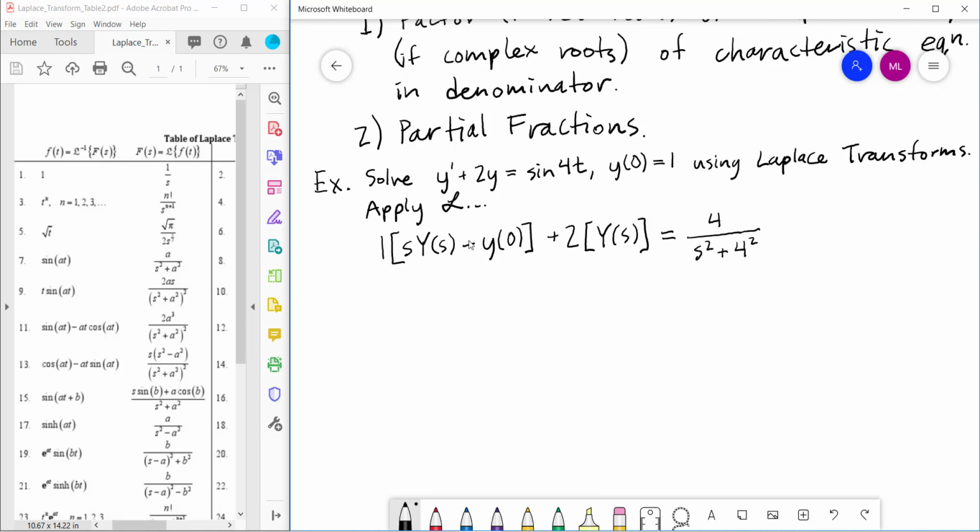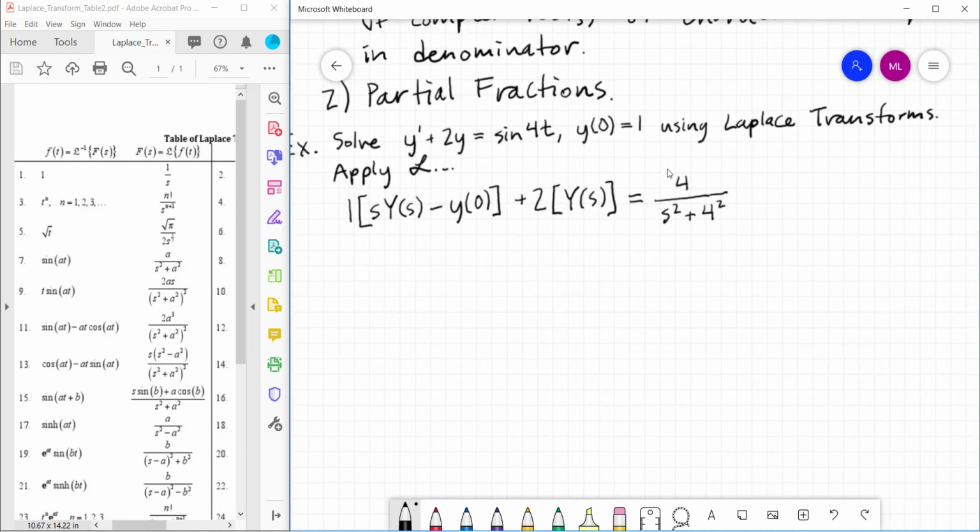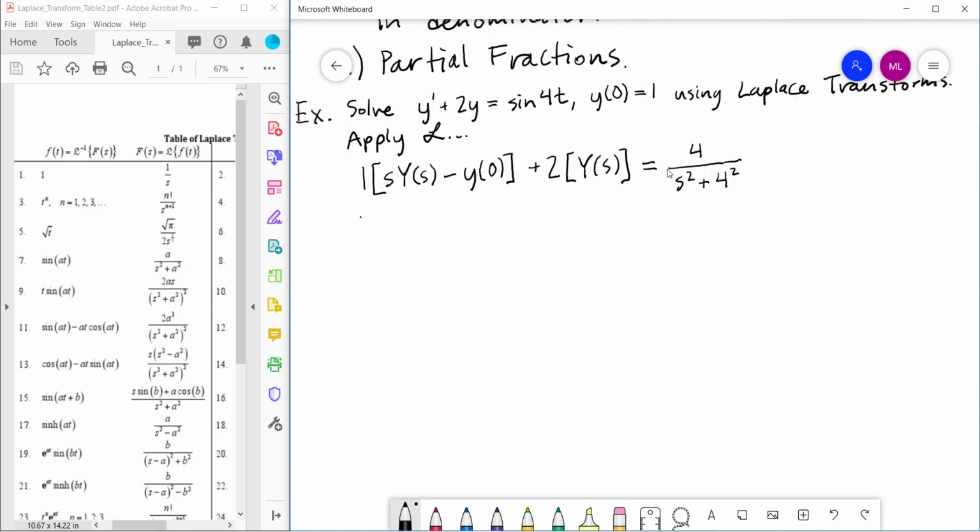At this point, I'm going to try to solve for our capital Y of s. And in the same step, I'm also going to plug in our initial condition y of 0. So we're going to actually replace this with whatever value the initial condition is given as in the problem. In this case, I'm going to factor out my Y of s. You notice our characteristic equation in this case will be linear. It's just going to be s plus 2, and sure enough, those are the coefficients. We have an s here and a plus 2 here. So it's going to be Y of s times s plus 2.